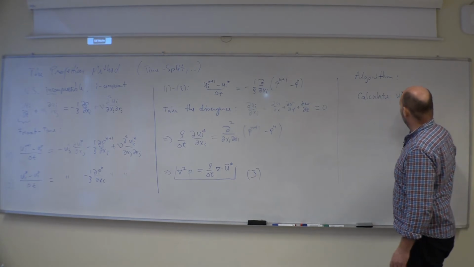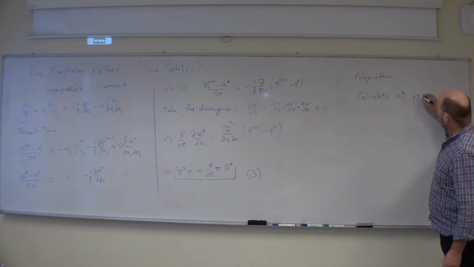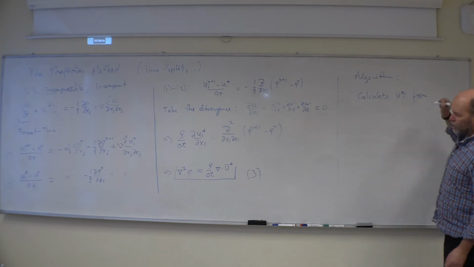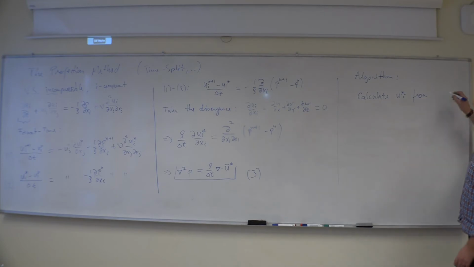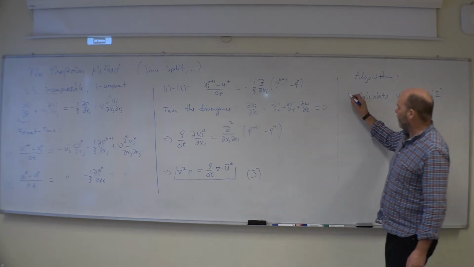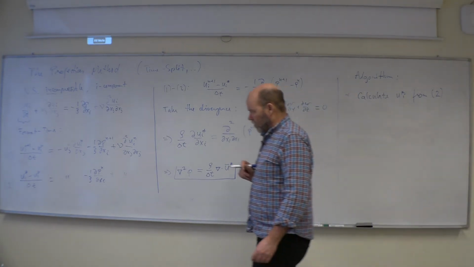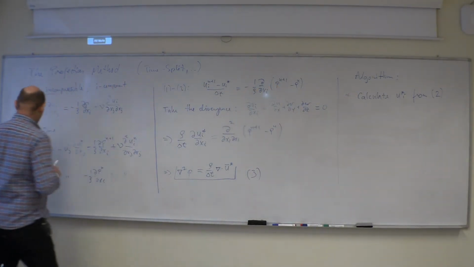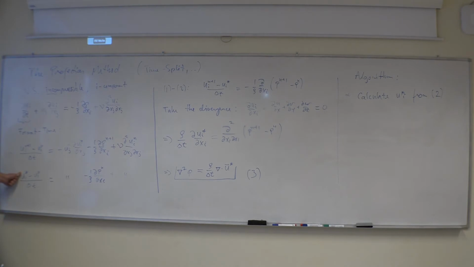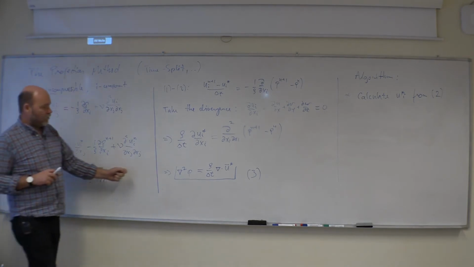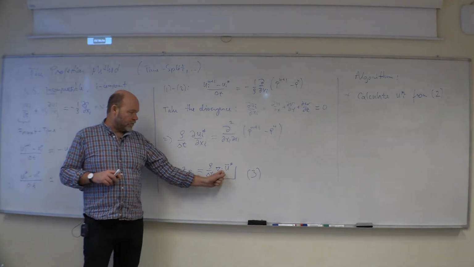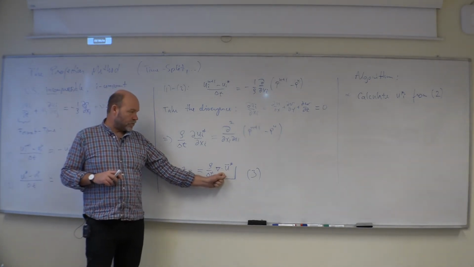You start explicit from equation number 2. That one is straightforward, no problem with him. Then we have the tentative velocity field. Next, we have to calculate the right-hand side here as a source term.